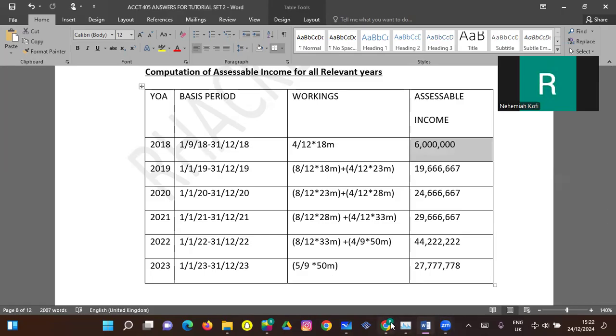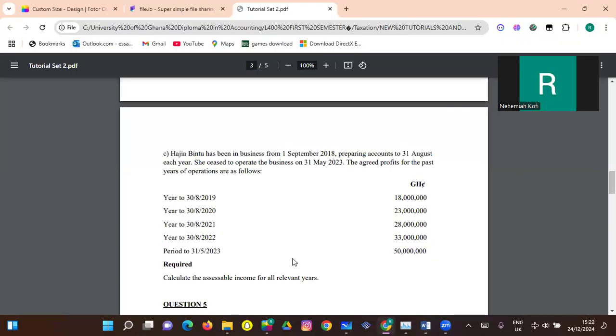Now in 2019, remember, the calendar year will start from 1st January 2019 up to 31st December 2019, right? But we have our basis period ending on 30th April. This particular revenue is ending on 30th August, right? So we have to take that part that is in here out.